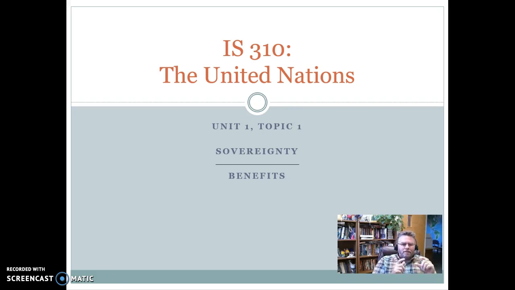But we're going to start with what I would call an equation first: sovereignty over benefits. It's something that a lot of IS seniors will refer back to when they're in the capstone class and talking about policymaking and whether they get countries to agree to something or not. This exchange. So what I'm going to posit is that on some level, this is a very simple conversation. It's much more complex, and we'll look at the complexity as we go along.